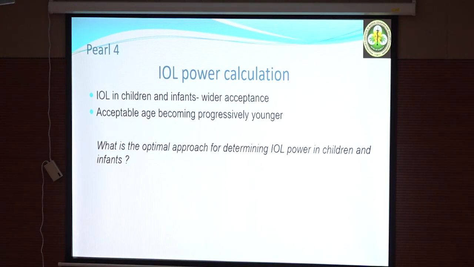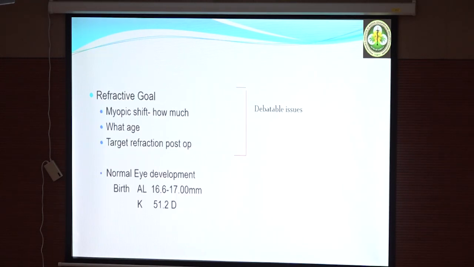So pearl 4 is IOL power calculation. As I was saying, there's going to be a shift because the axial length is going to increase. So what do you want to aim for? Emmetropia, or you want to have myopia, or you want to have hyperopia? So what's the optimal approach? Again, the refractive goal, how much is the myopic shift? It is all going to depend upon the age of the child. If you have an infant, the myopic shift is going to be much higher versus if you have a 4 or 5 year old child. So how much undercorrection do you want to achieve? Definitely in an infant it would be much more as compared to a 3 or 4 year old child.